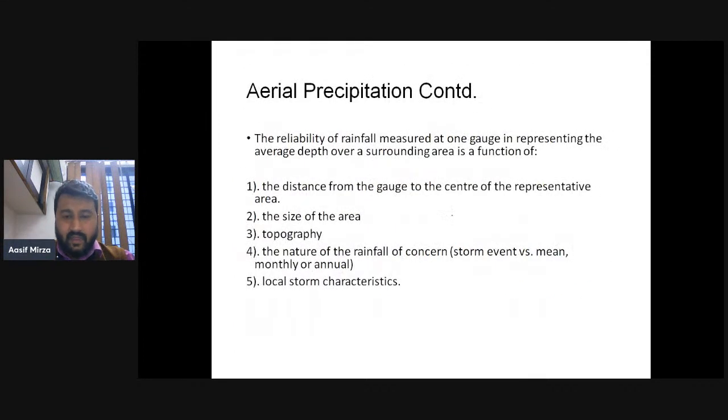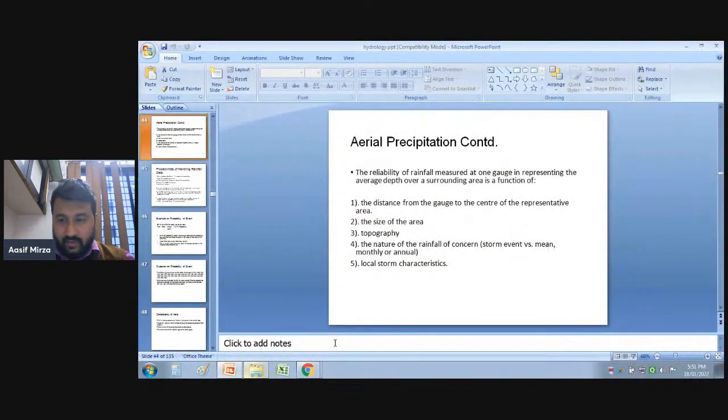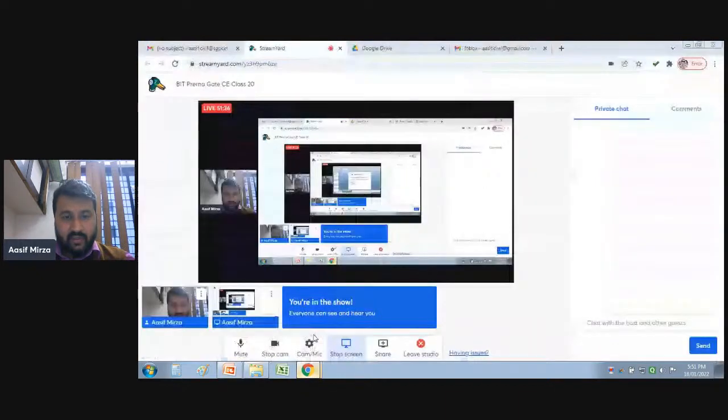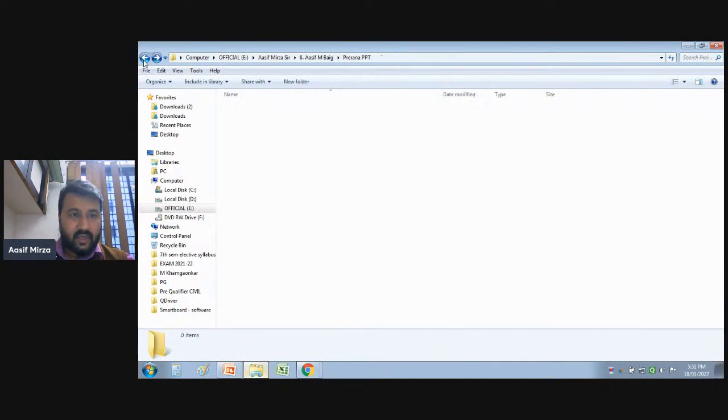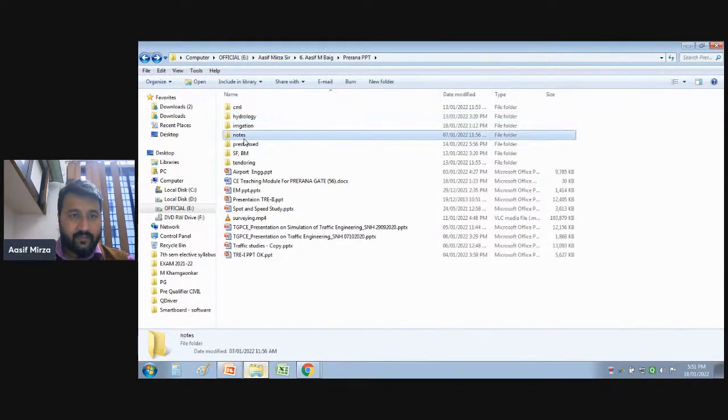Now, at this moment, we will stop here because the next topic we have to cover is part of the GATE examination. So we will solve the numericals asked in the GATE examination about hydrology.